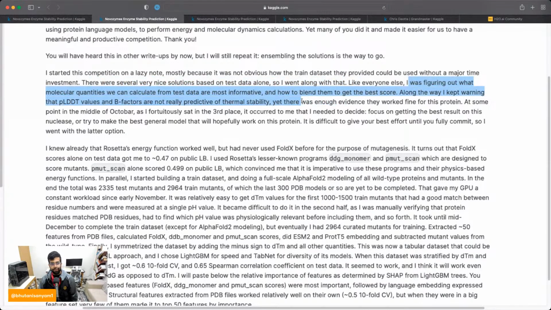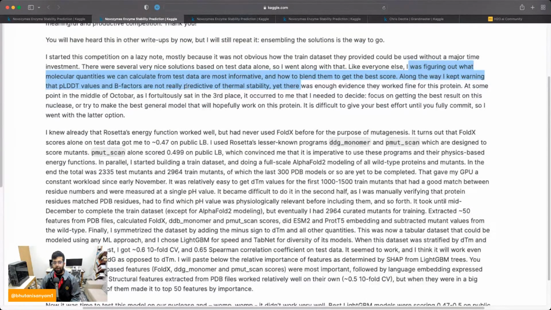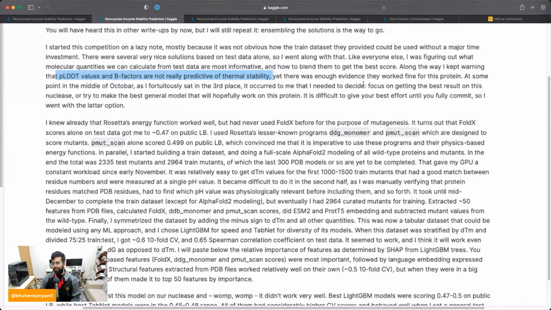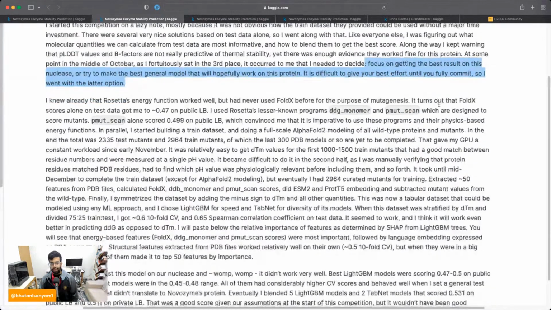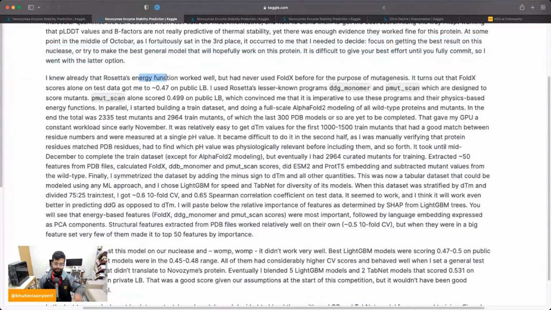Like everyone else, he was figuring out what molecular quantities can be calculated from test data and how to blend them. Along the way, there were many discussions that I found. He kept warning people of different factors not really predicting thermal stability. At some point, he decided to focus on getting the best result, or trying to make the best general model. So he ended up using Rosetta's energy function, which we just figured out what that does. But he never used FoldX before for the purpose of mutagenesis. It turns out FoldX score alone got him to a really nice score, and Rosetta's lesser known programs got him some boost as well.